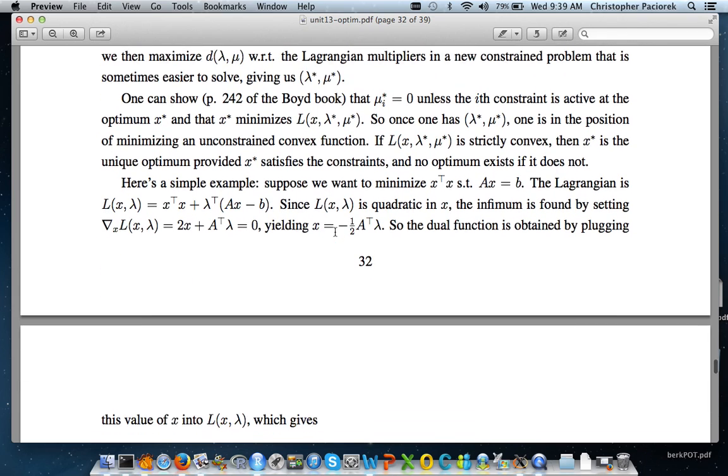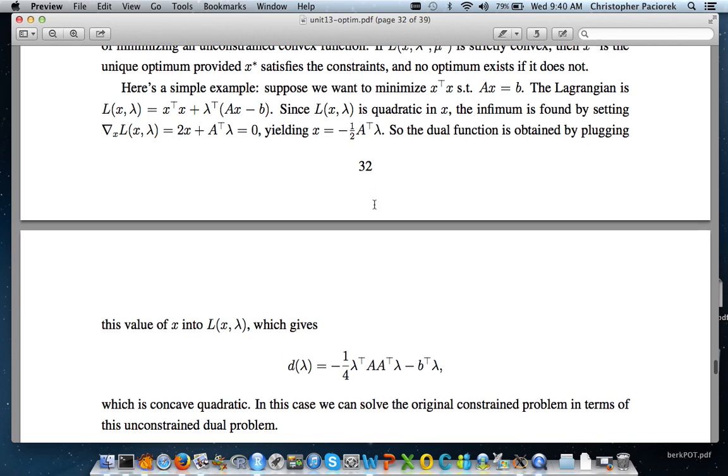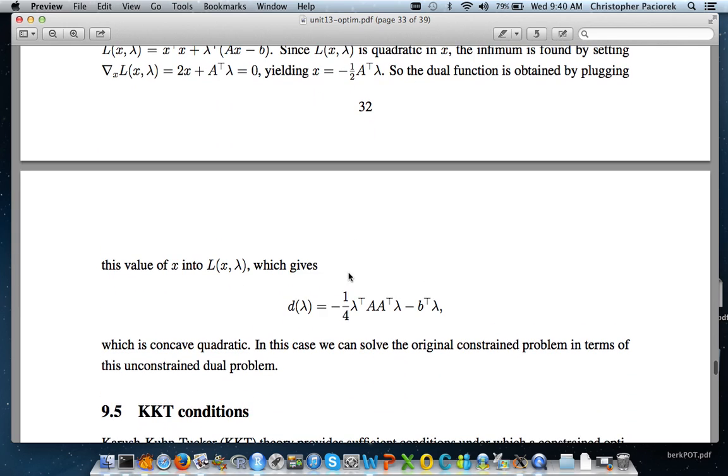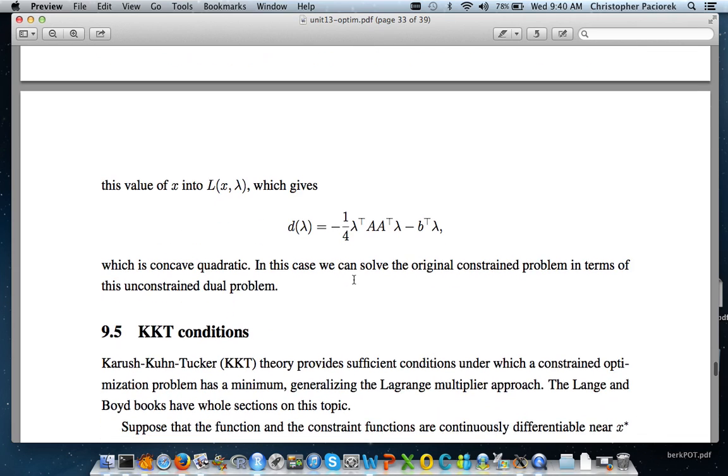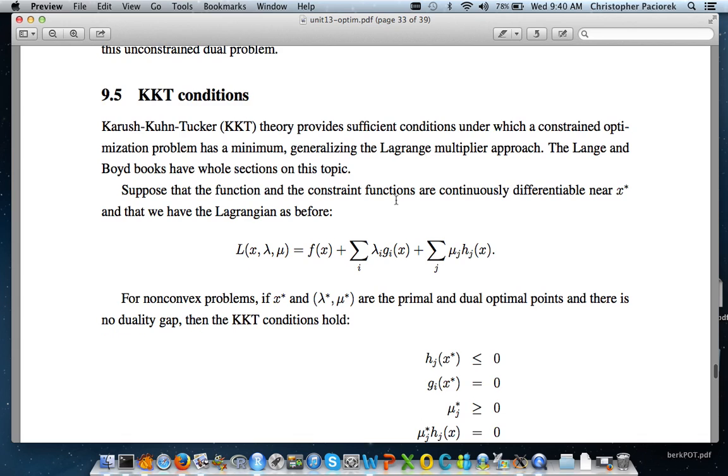Okay, so I have an example down here for a very simple problem of what this set of operations would amount to, of doing this minimization with respect to x, and then doing the maximization with respect to lambda and mu, although in this particular case all I have is lambda. I don't think I'll take the time to go through that, but you can look at that on your own.